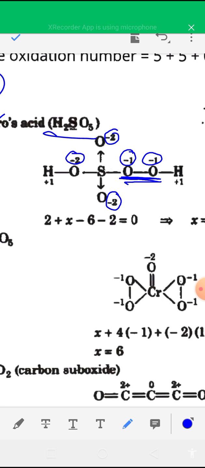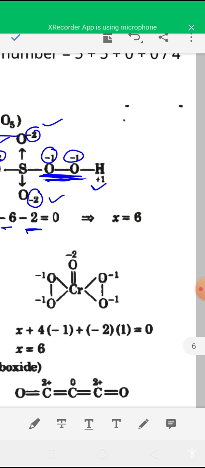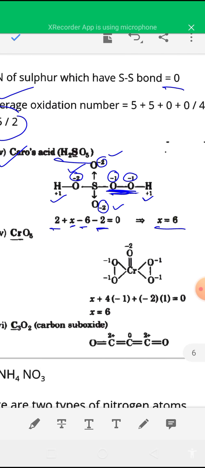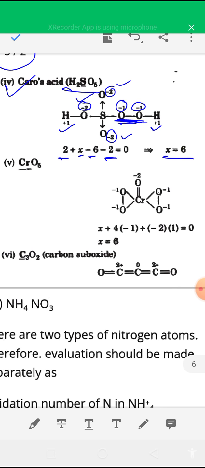So for 2 peroxide oxygens, -2, and for the other 3 oxygens, 3 into -2, that is -6, and for 2 hydrogens, 2 into +1. For sulfur it is x, which I have assumed. So total oxidation number of sulfur in H2SO5 is +6. Very important, you have to practice this calculation of the oxidation number of different atoms in a compound.